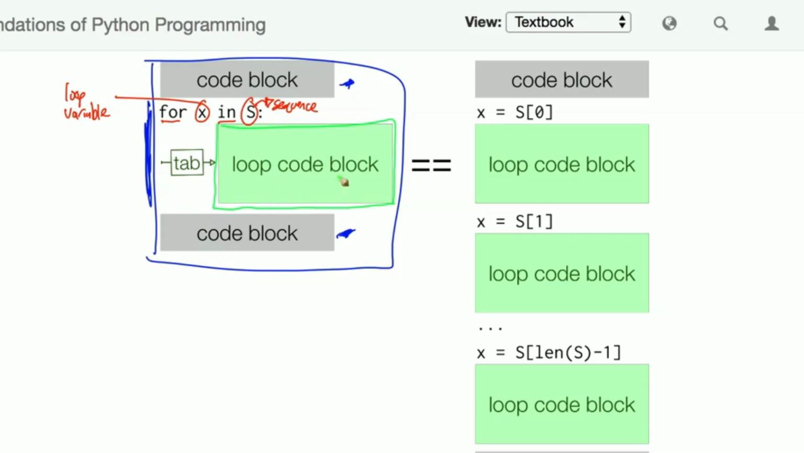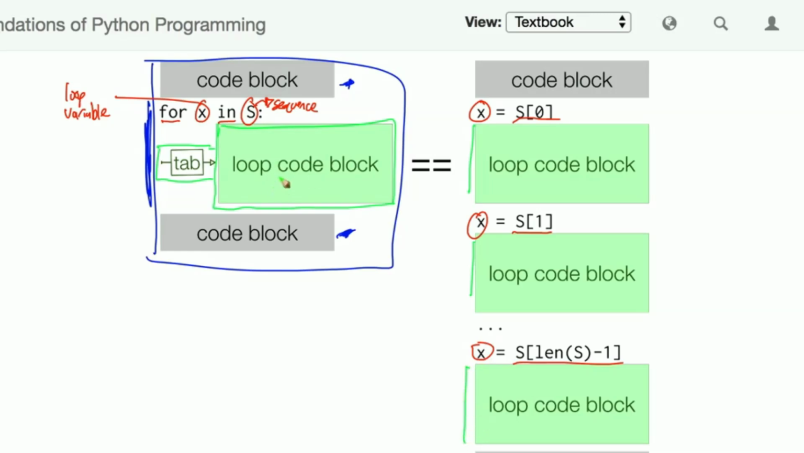Here the code block is represented in green. The way that we say that this loop code block is inside of the for loop as opposed to outside of the for loop is through either tabs or spaces. So we have to indent the loop code block to indicate that this code belongs to this loop. When we declare a for loop like this, this is equivalent to first assigning the loop variable, in our case x, to the first item in the sequence, and then running the loop code block. And then assigning our loop variable x to the second item in our sequence, and then running the loop code block. And so on and so forth, assigning x to the third item, the fourth item, and so on until we finally assign our loop variable x to the last item and run the loop code block.